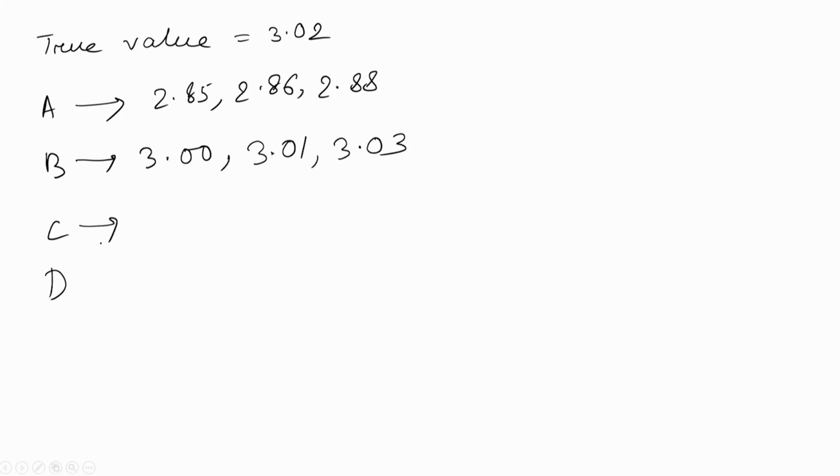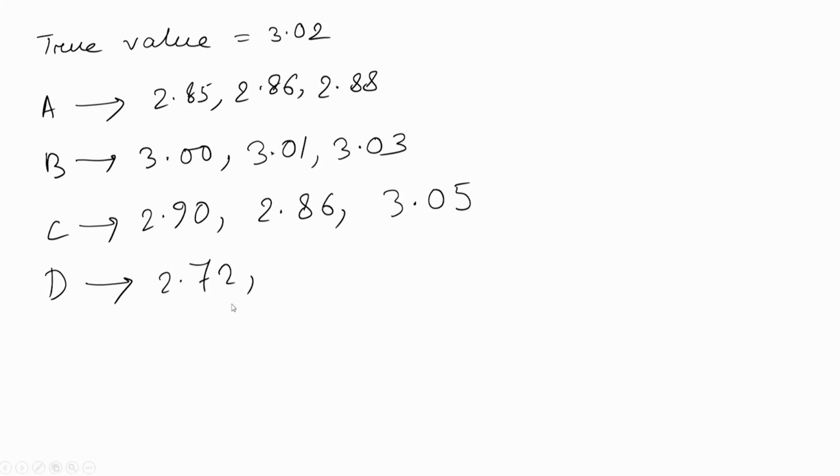C has taken these measurements 2.90, 2.86, 3.05, and D has taken these measurements 2.72, 2.85 and 3.01. Okay. Now let's say where there is accuracy and where there is precision.